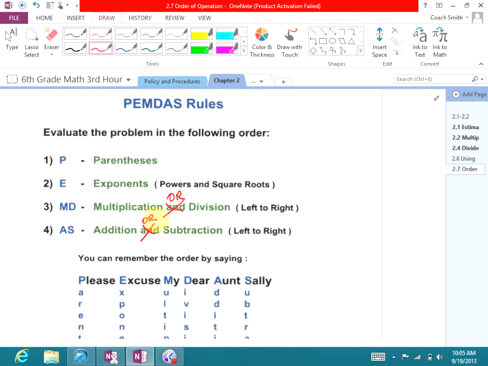Okay? First thing we need to look at is the word PEMDAS. PEMDAS means, the little rhyme, please excuse my dear Aunt Sally. Okay, that's how you can remember it. Please excuse my dear Aunt Sally. How many of you learned that in 5th grade? Okay, good. It's not the first time you've heard it.